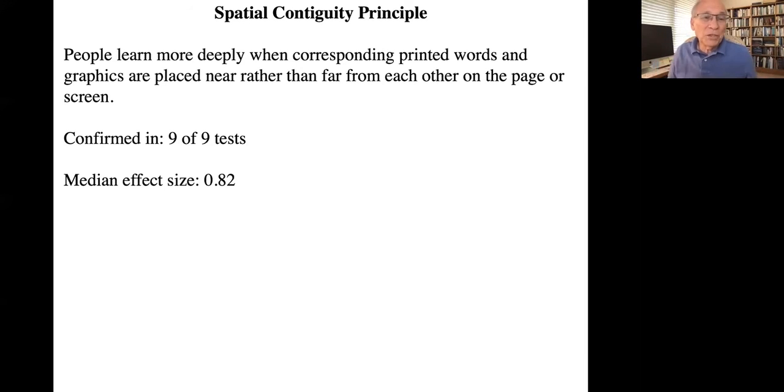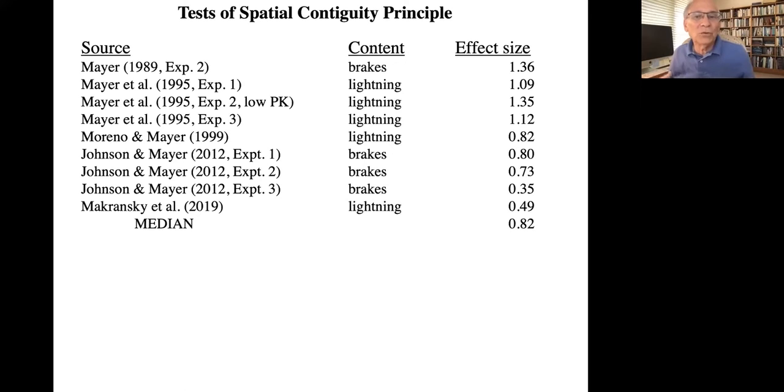What I like about spatial contiguity is we're presenting exactly the same information with an integrated or separated presentation, but the integrated presentation is much, much more effective. So just putting the printed words next to the relevant part of the graphic greatly improves people's ability to learn, because I think it's reducing extraneous processing. And this just shows you some of the studies that we're getting that from.